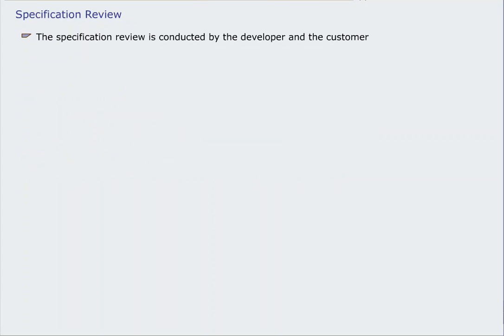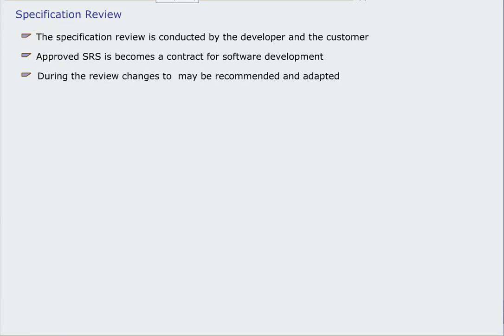Our last topic is specification review. The specification review is conducted by both the software developer and the customer. Once it is approved, the specification becomes a contract for software development. During the review, changes to the specification may be recommended and adopted.